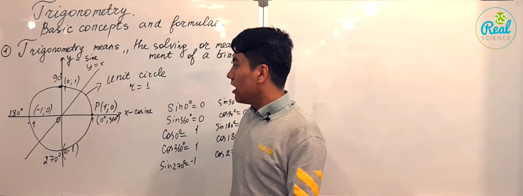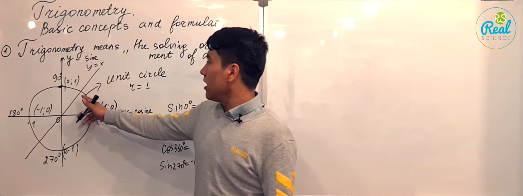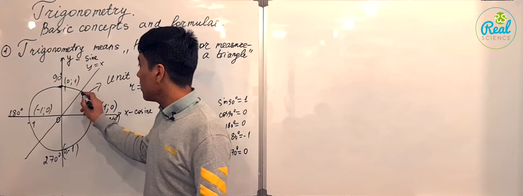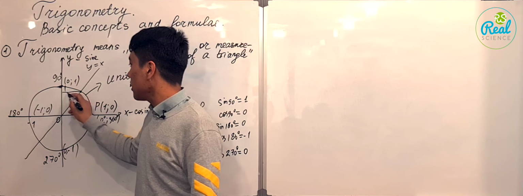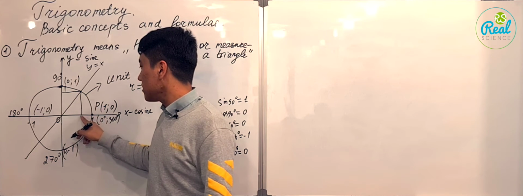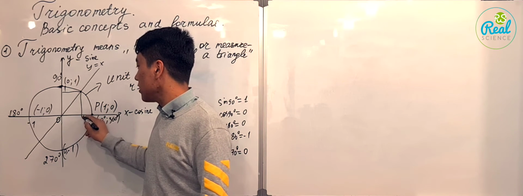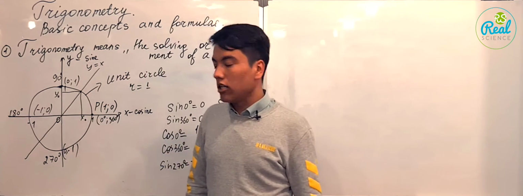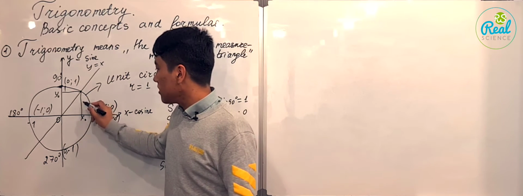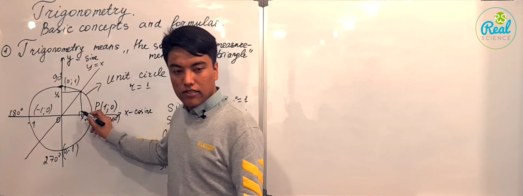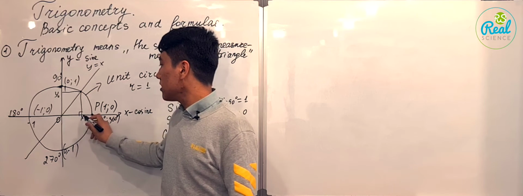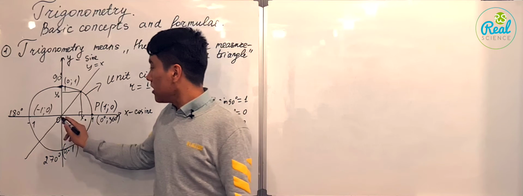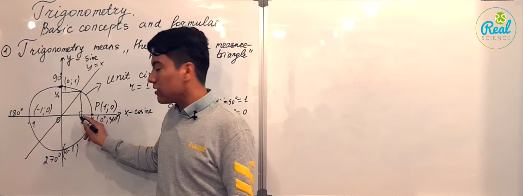Okay. And now we have this line. At the intersection point, x is cosine and y is sine. The height is y, and x is cosine. Am I right? X is cosine, y is sine.